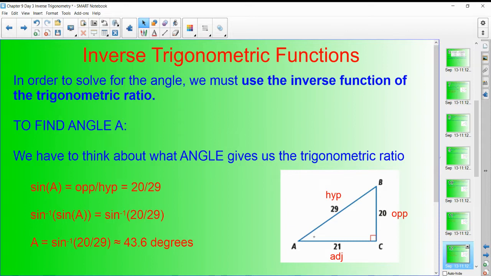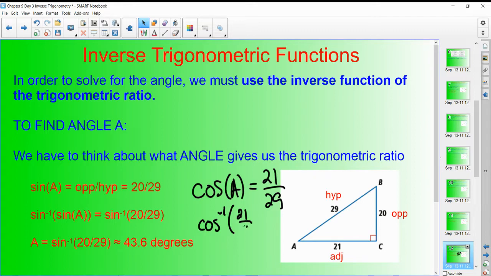I could have used the inverse sine, or maybe I wanted to say the cosine of A is 21 over 29, and I could have used the inverse cosine as well. Sometimes they give you a whole lot of information, and you get to choose which path you want to take. Either the inverse sine of 20 over 29 or the inverse cosine of 21 over 29 will both give you the same answer, 43.6 degrees. So you're still setting up your ratios, still setting up the equation every time. Now we just take that one extra step of using the inverse.